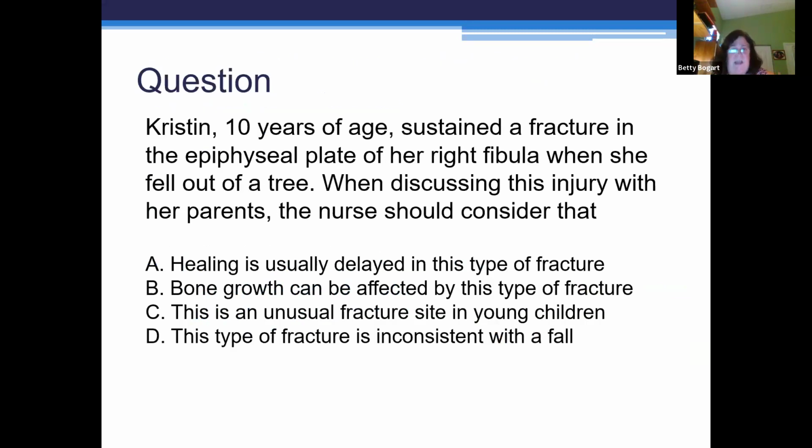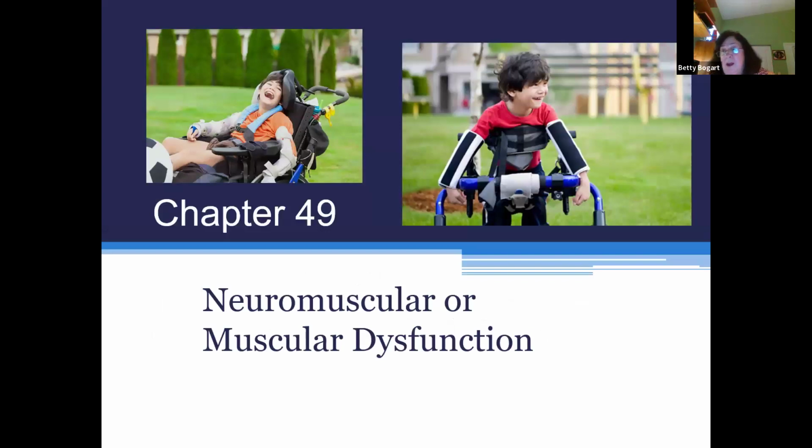So Kirsten is a 10-year-old who sustained a fracture in the epiphyseal plate of her right fibula when she fell out of a tree. When discussing this injury with her parents, the nurse should consider that what? What's an epiphyseal plate? The growth plate? Absolutely, it is the growth plate. We know that child's going to be prepared to go to surgery, an open reduction internal fixation, because we want to keep it straight. We don't want a shorter arm or a crooked arm if it's the arm.